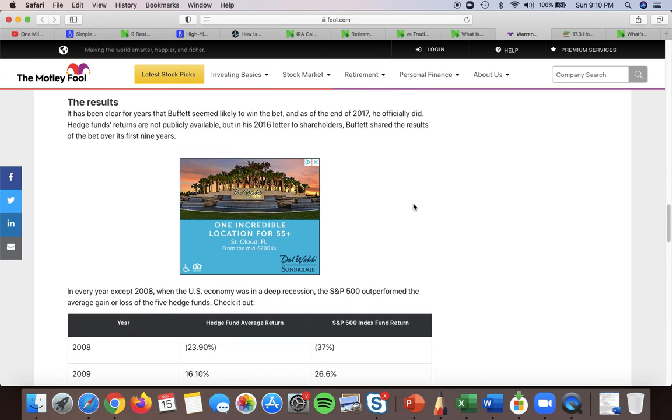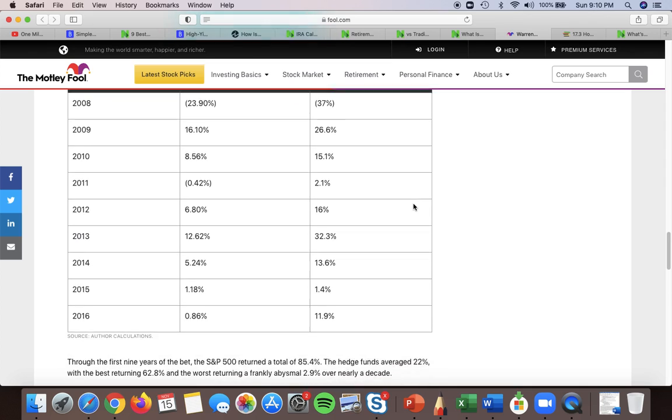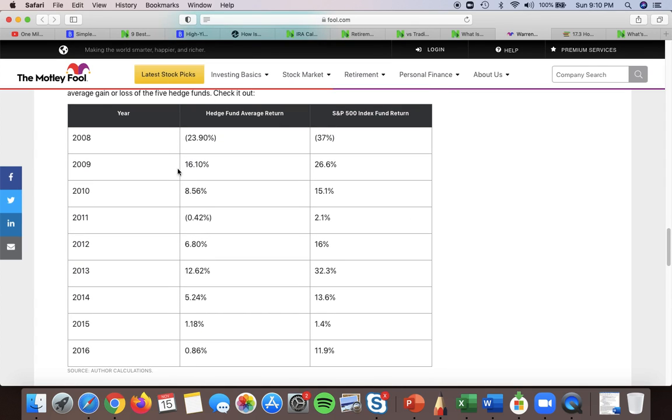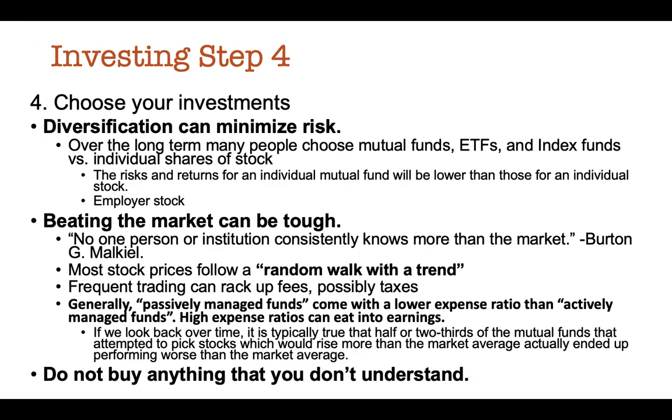The results were that Warren Buffett and the passive S&P 500 index fund were the overwhelming winners over the course of the 10 years. And the reason for that is generally kind of what I talked about here. One, it's really hard to predict the market, even if you're a professional. Two, even if a professional does beat the market consistently, frequent trading can rack up quite the fees and quite the expense for all that work trying to beat the market.